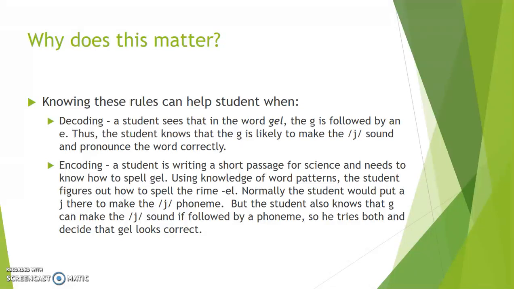So again, a quick review. If the C or the G are followed by an A, an O, or a U, they keep their hard sound most of the time. If they're followed by an E, an I, or a Y, then they usually will make their soft sound.